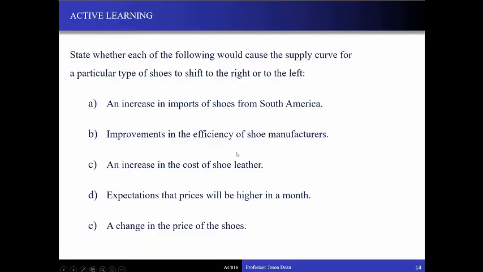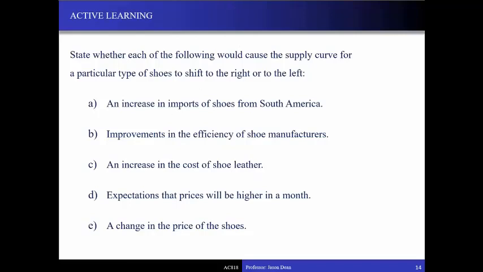This is similar to before, but now we're thinking about the supply curve. This asks us to say what would happen to the supply curve. Would it shift to the right or the left in each of these scenarios? The first is an increase in imports of shoes from South America. Let's suppose we're thinking about a specific type of shoe, and all of a sudden maybe they got rid of tariffs, and now foreign companies can sell into this market. How would we represent the supply curve in this situation?